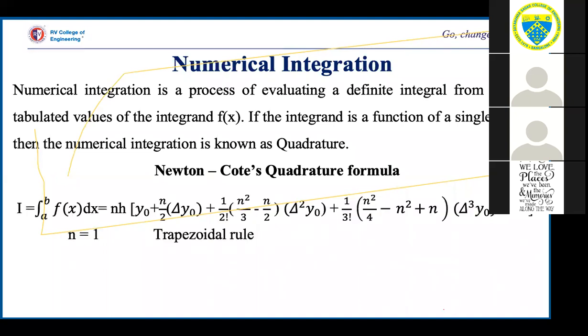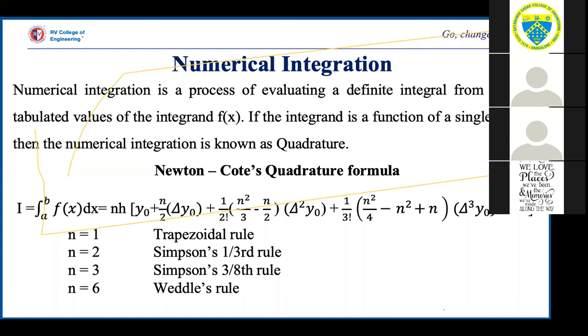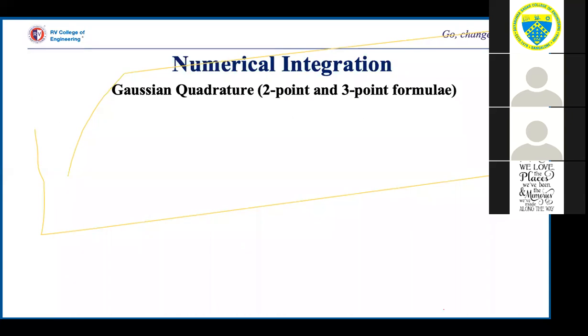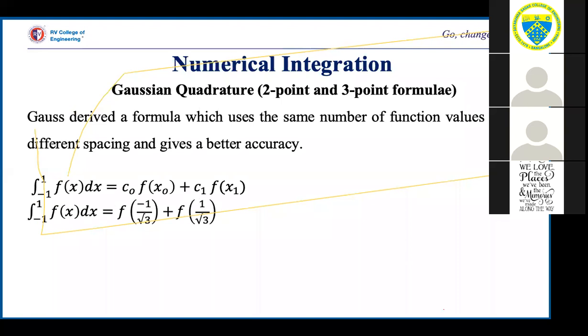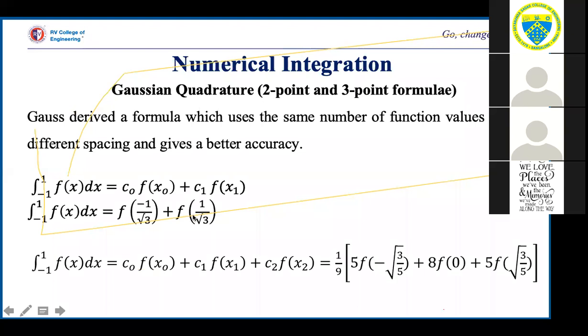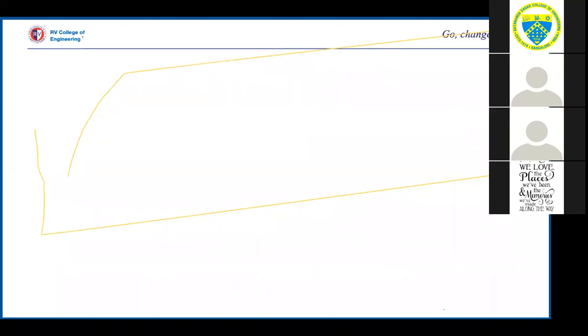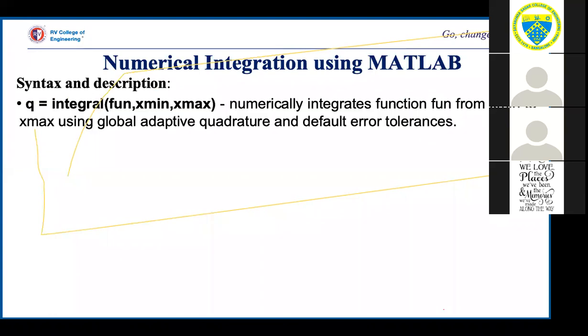One is with the Newton-Cotes quadrature formula as shown here with different values of n. We have trapezoidal rule, Simpson's 1/3 rule, 3/8 rule and Weddle's rule. Next we have Gaussian quadrature, 2-point and 3-point formulae, which can be derived from this. Here we have obtained C0 and C1, and in the next case C0, C1 and C2. So let us see how we implement using MATLAB.